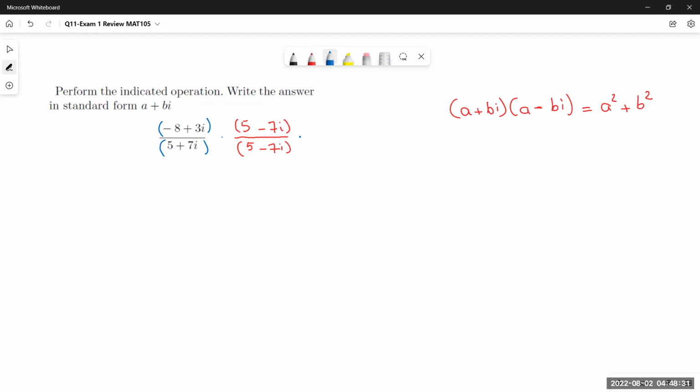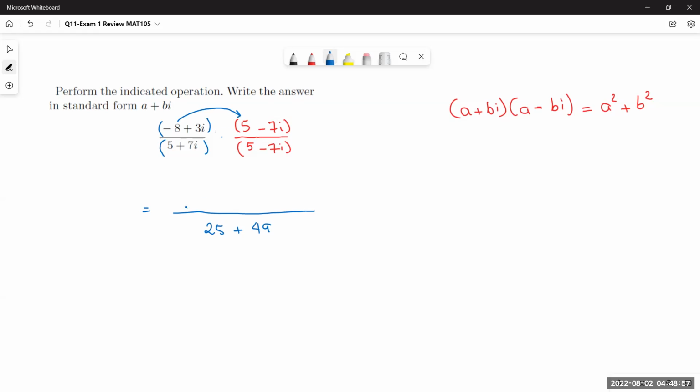Why? Because the bottom is basically done right now. So the denominator is going to be 5 squared, which is 25, plus 7 squared, which is 49. So we know what is on the denominator without any possible error. Now, for the numerator, we don't have any other choice but to do the regular distribution.